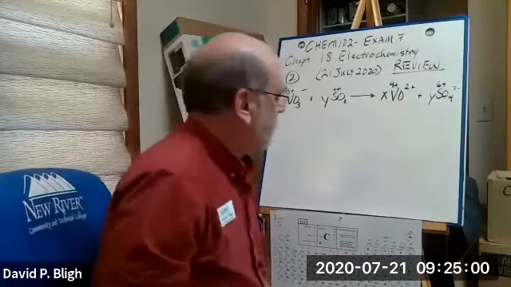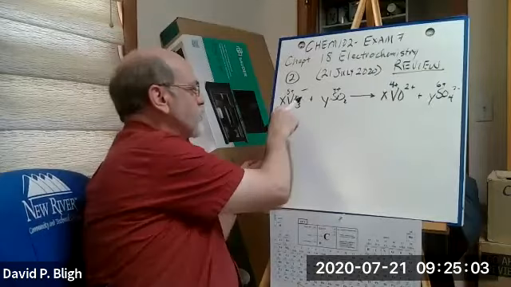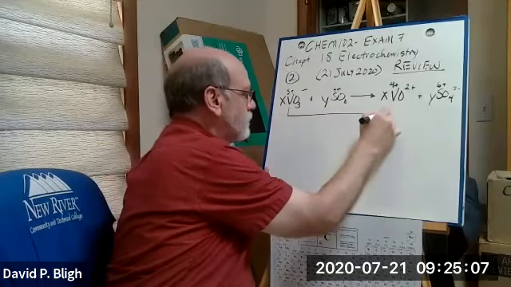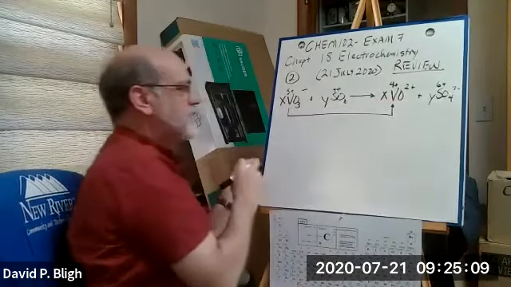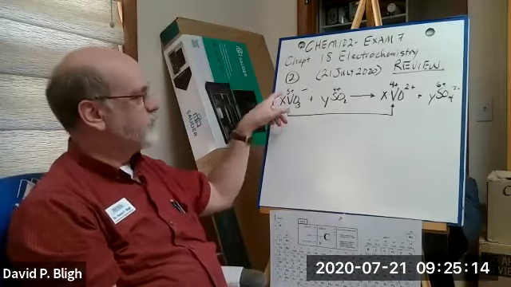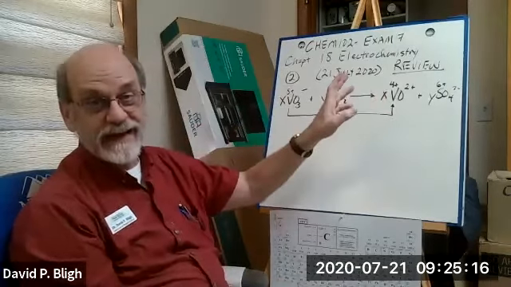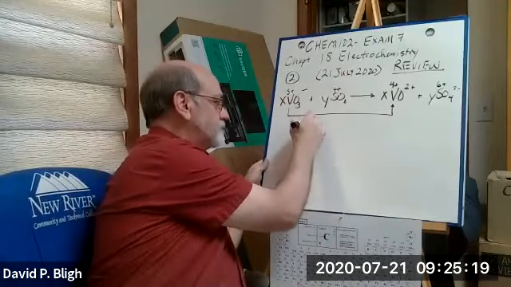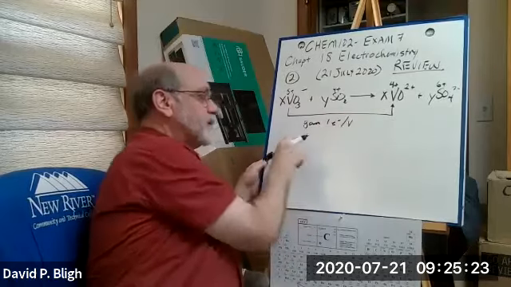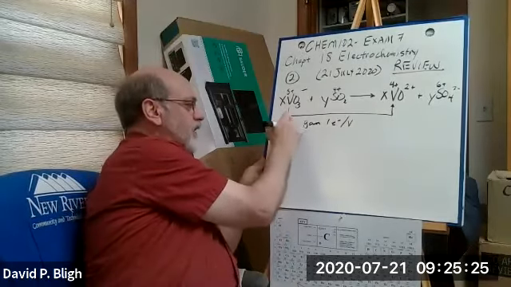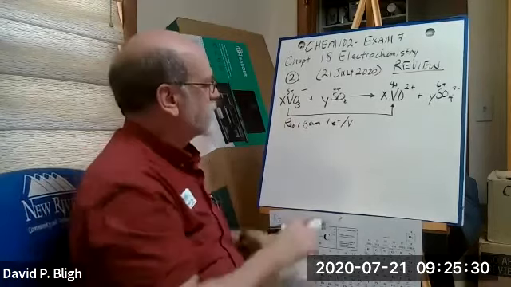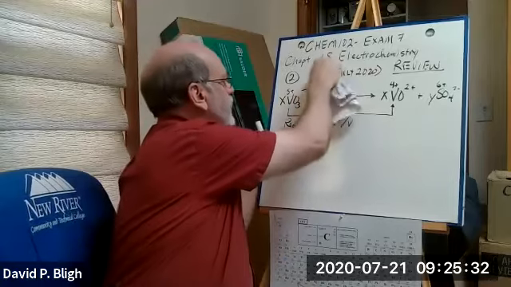Now, let's see. If we go from this vanadium to that vanadium, are we going to gain or lose electrons? Go from 5 plus to 4 plus, we have gained 1 electron per vanadium. So this is the reduction side. Okay. The oxidation side, and I'll need to make room for that.